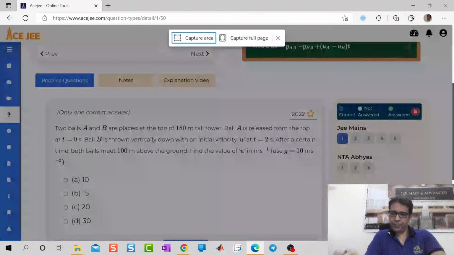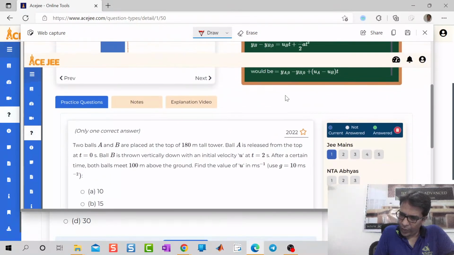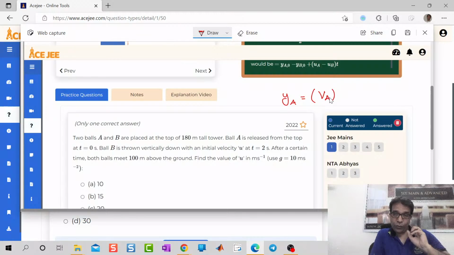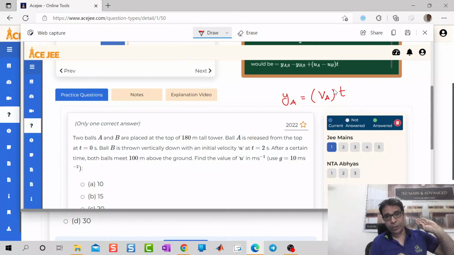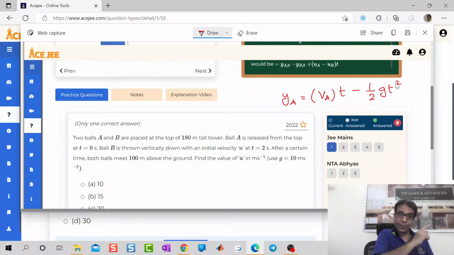Okay, so for A, let me write it back again. For YA, look at the initial velocity that I'm choosing. This is when A was launched, right? From there, I'm measuring my time duration from that instant when A has been thrown upwards, launched upwards in air, minus half g t square. So time duration is constantly being measured from the launch point.